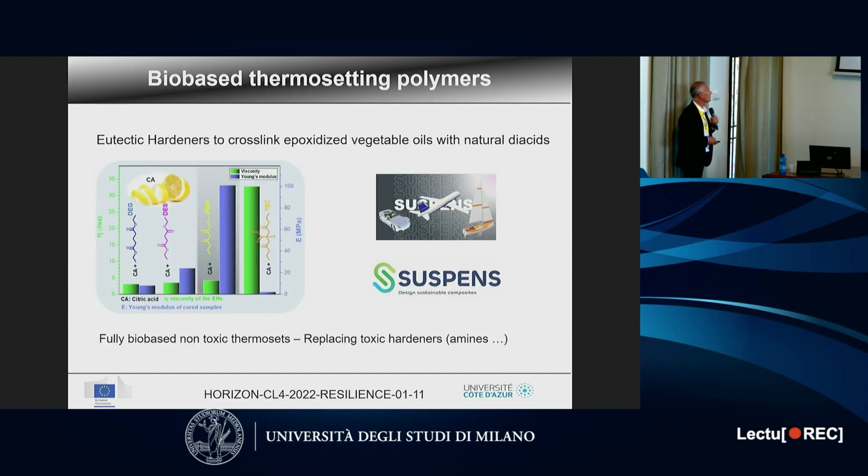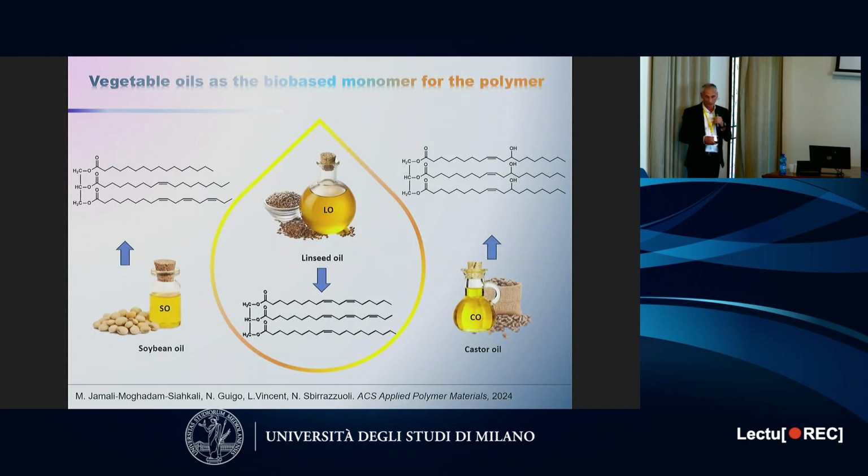So the example I show you concerns bio-based thermosetting polymers. We have developed new eutectic hardeners to cross-link epoxidized vegetable oils with natural diacid. So why do we use natural diacid? Because they are non-toxic, and the idea is to replace toxic amines that were used in the past. And epoxidized linseed oil is also very interesting because it is non-toxic, so we can obtain a fully bio-based, non-toxic thermoset. The problem with this natural diacid is that they are solids.